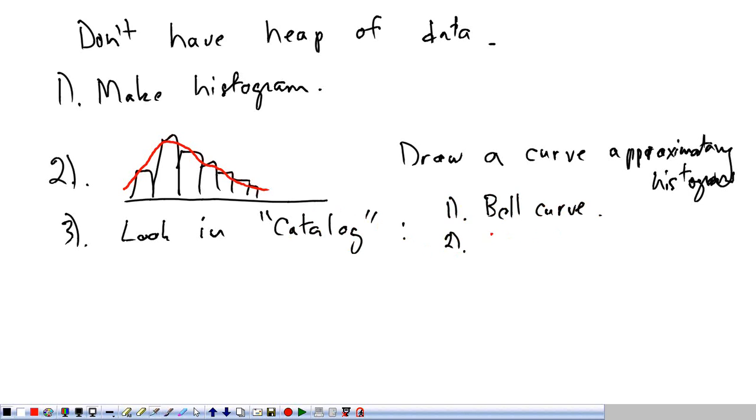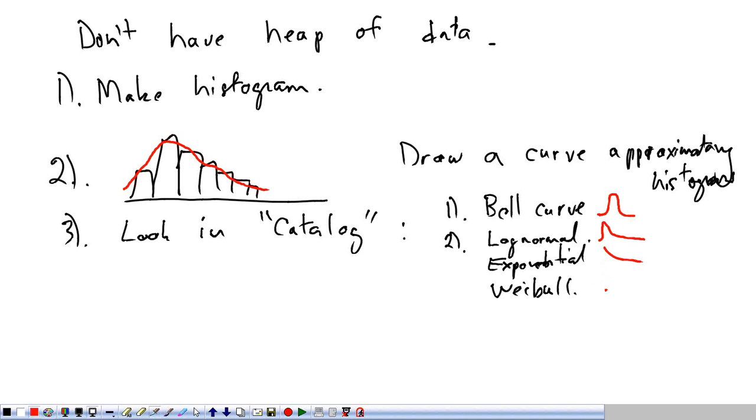But there's a couple of other things I want to briefly discuss. One is something called a log normal. The second is called an exponential. And a third is called a Weibull. I don't know if there's a second L. I can never remember that. Basically, they just have different shapes. For example, a bell curve looks like this. A log normal looks like this. An exponential looks like this. It's even more extreme than that. And a Weibull is fairly flexible.